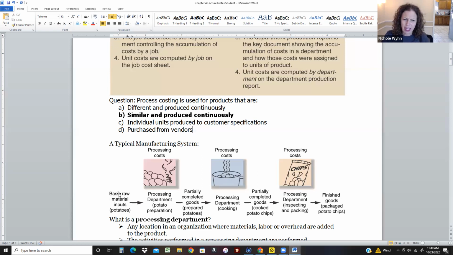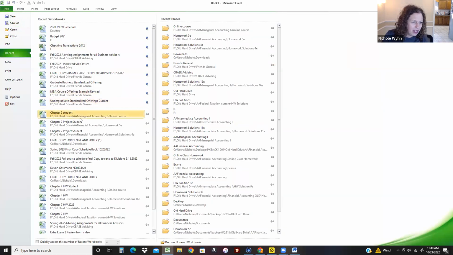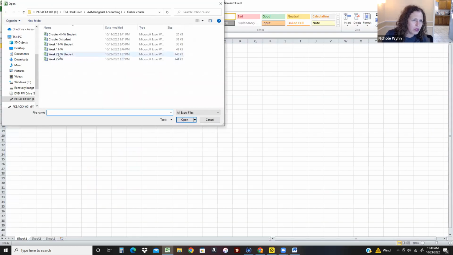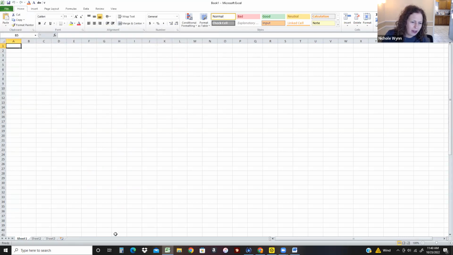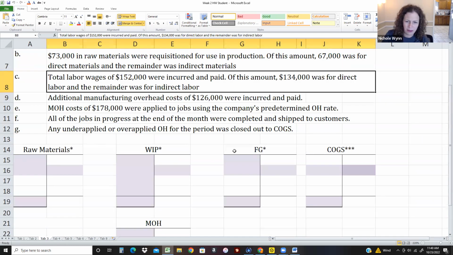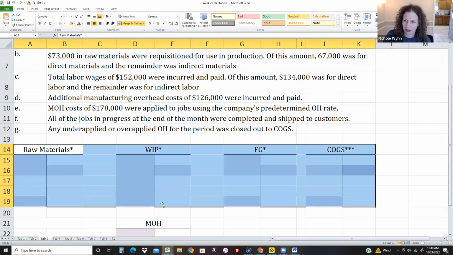So the key here is, when we did chapter 3, go pull up chapter 3. I would think that it would be in my recent documents. Yeah. So when we did chapter 3, we had raw material, WIP, finished goods, COGS. Like that was what we had when we were in chapter 3.